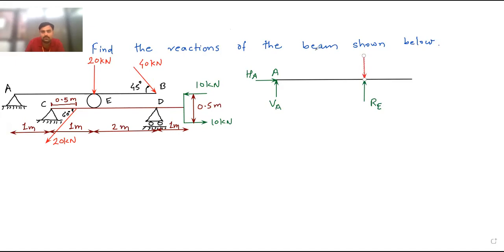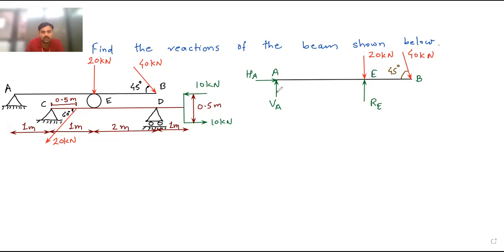This load is of 20 kilonewton, and again inclined load. This is the inclined load. This is of 40 kilonewton, and this angle is 45 degrees. Okay, so we will call these points A. This is our point E, and this is the point B.